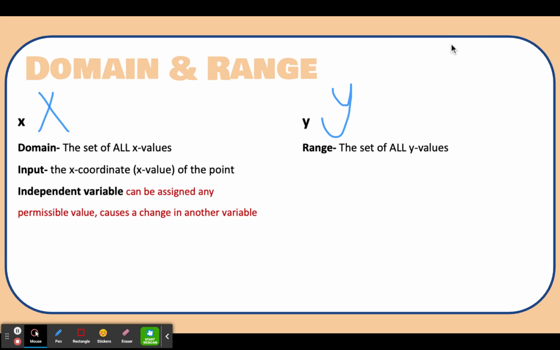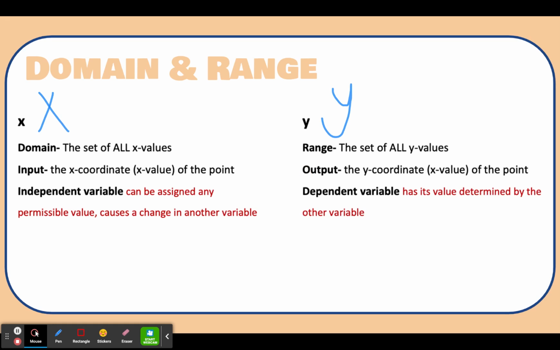Range is the set of all y values. It's thought of as our output. So when we plug in a given x value, our input, we are going to get out a given y value or output. And since our y value depends on which value we're assigning to x, we call it our dependent variable because its value is dependent on our x value or our input. Again, domain, the set of all x values, range, the set of all y values.